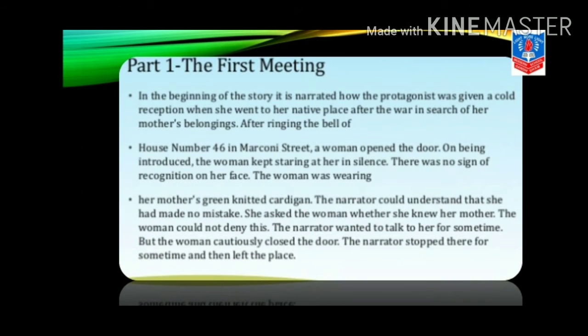Students, this chapter is mainly divided in 3 parts. The first part, the first meeting. In the beginning of the story, it is narrated how the protagonist was given a cold reception when she went to her native place. How come the narrator reached her native place and she was given a very cold welcome, or we can say a very cold reception? She did not get any response in the first meeting.